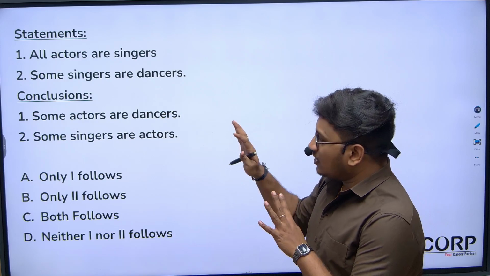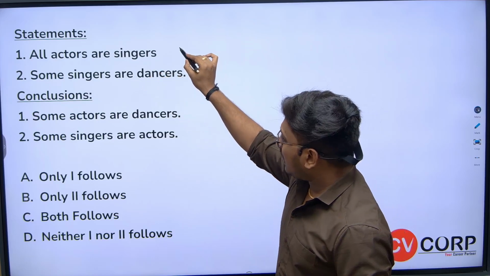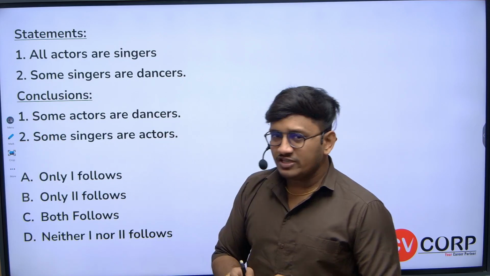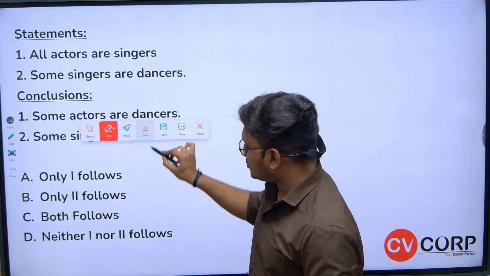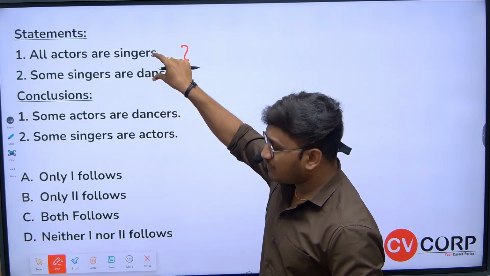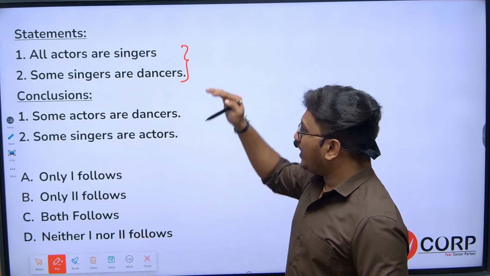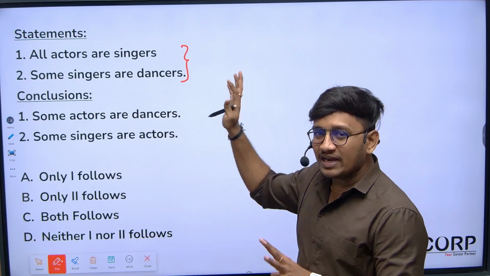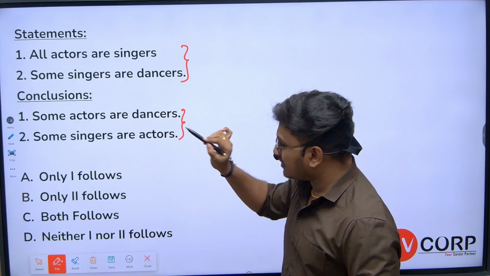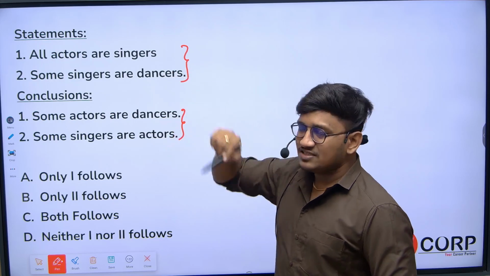Okay, so one thing we should have more clear about is when you have statements and conclusions. Always, the Venn diagram should be drawn based on statements. By using these two statements we have to draw the Venn diagram. After drawing the Venn diagram, based on the Venn diagram we have to analyze. After analyzing, out of these two conclusions, which conclusion is correct from the given statements.